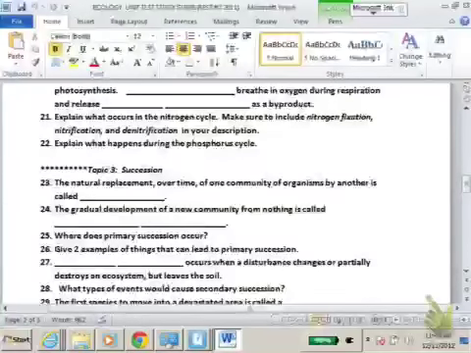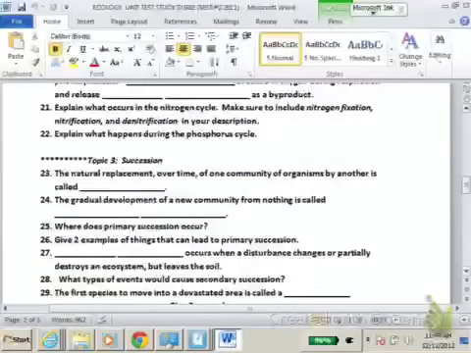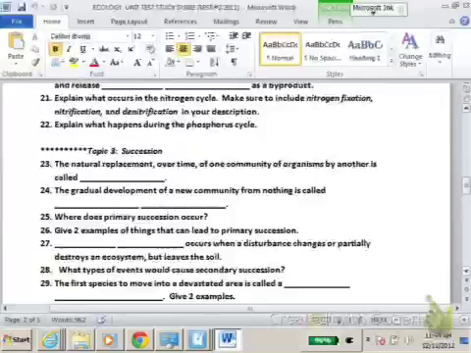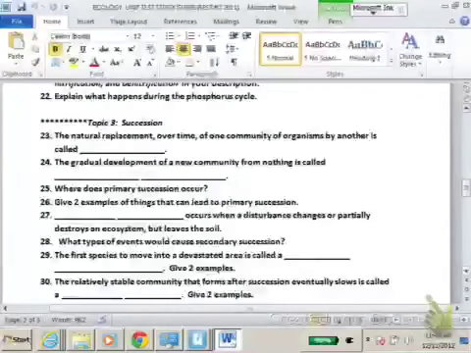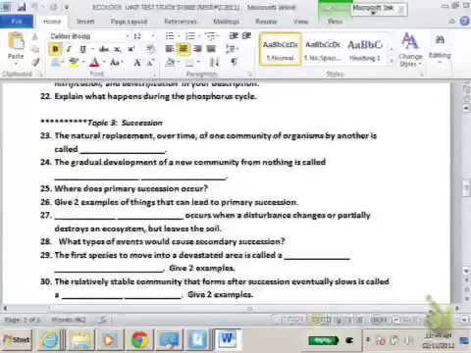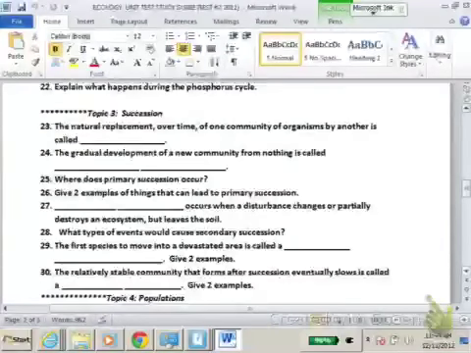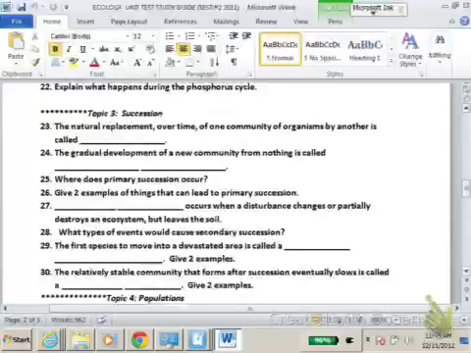Okay, let's go to number 29. The first species to move into a devastated area is going to be called a pioneer species. Those things are very small, such as lichens or mosses. They have to be real small because there's not a lot of soil. Okay, number 30. The relatively stable community that forms after succession slows is called a climax community. Give 2 examples. That would be like a forest that has regrown after a disaster, or even like a tundra or a grassland that has to reestablish itself.